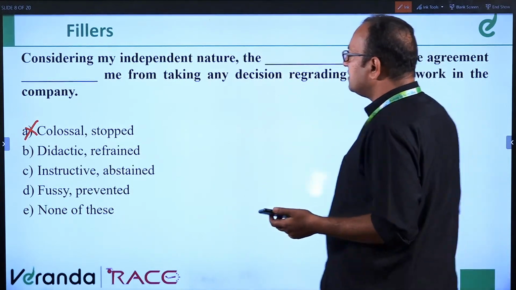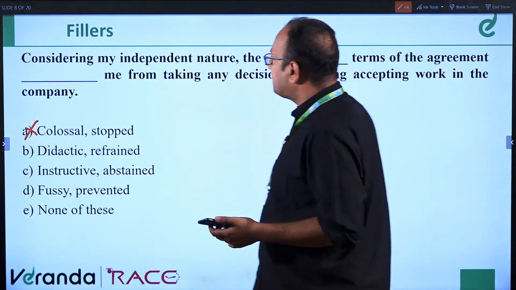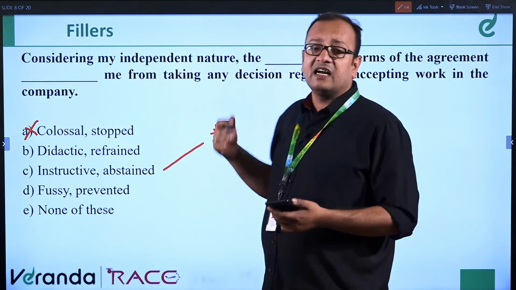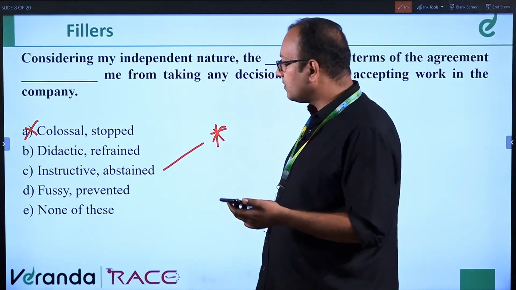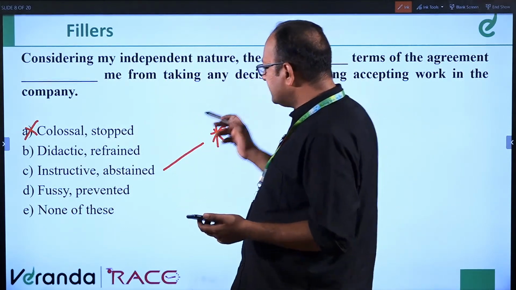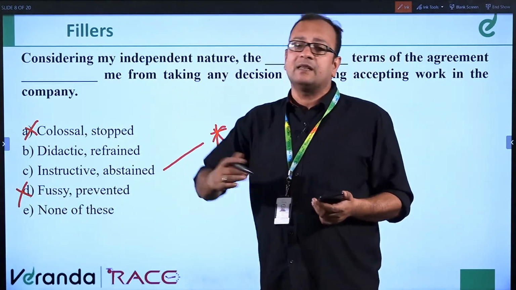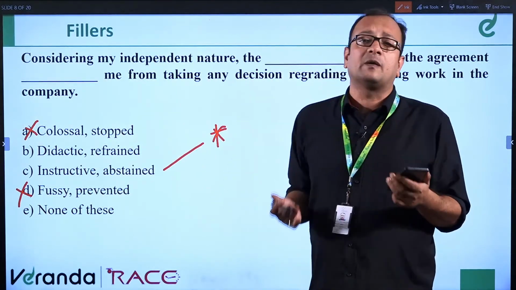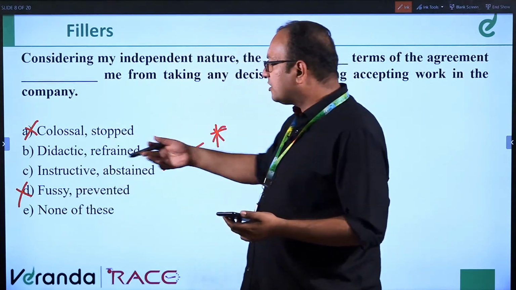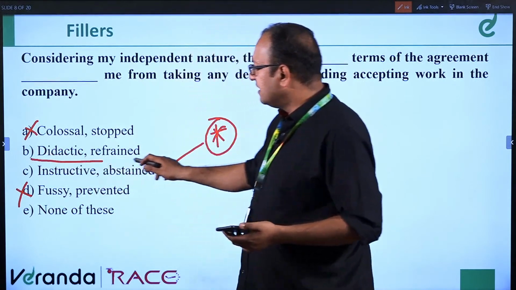Considering my independent nature, the instructive is looking good. Instructive terms of the agreement abstained me from. It's a very good option. We can consider it as an answer, but let us check the other options as well. Considering my independent nature, the fussy terms is incorrect. People can be fussy. Fussy means who invite a lot of trouble. The second option, prevented me from, is good enough, but with fussy, we have better options.